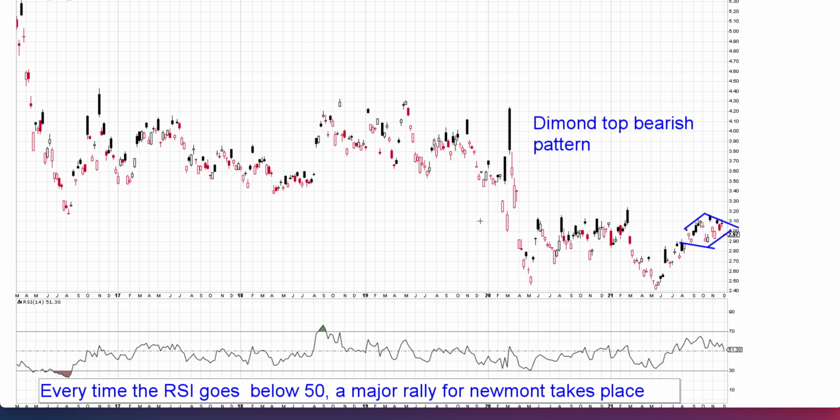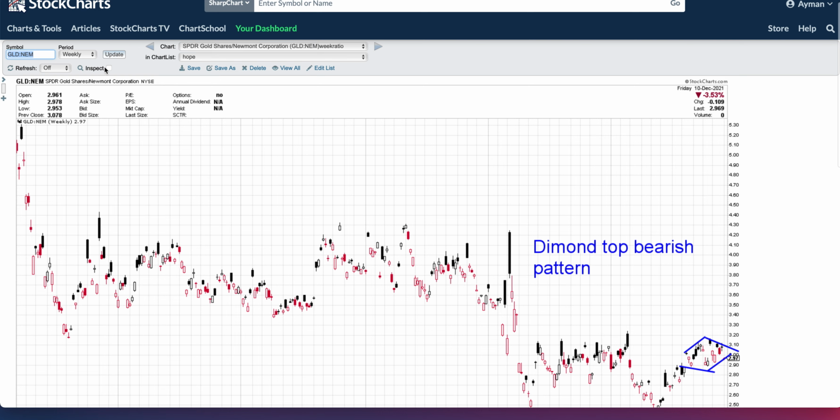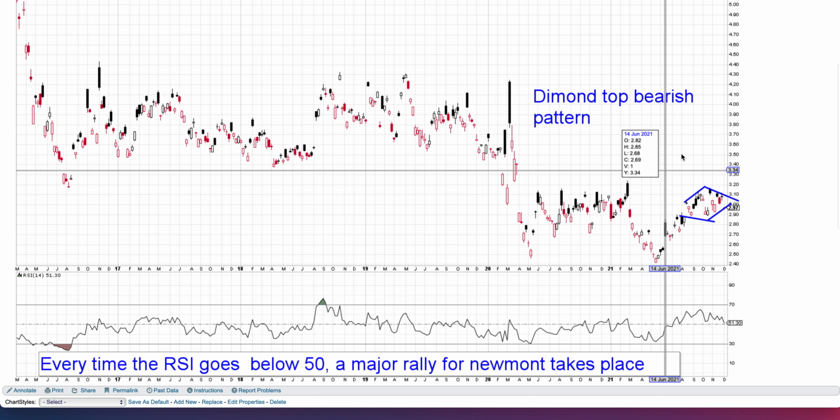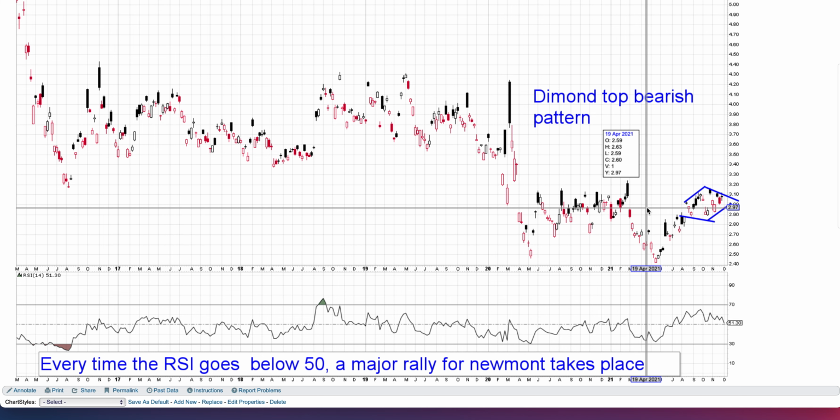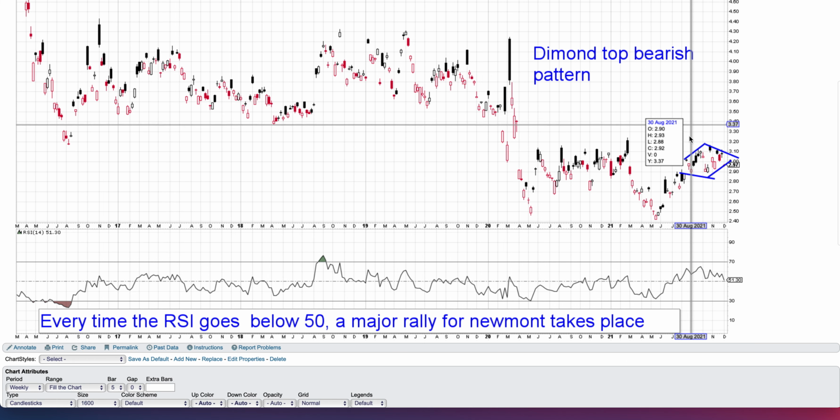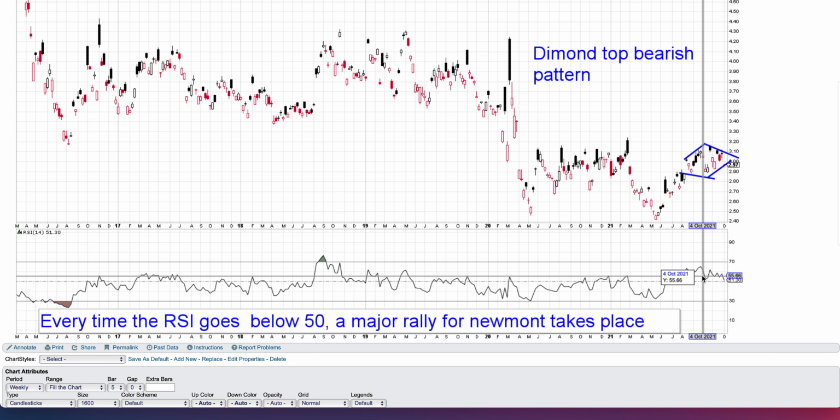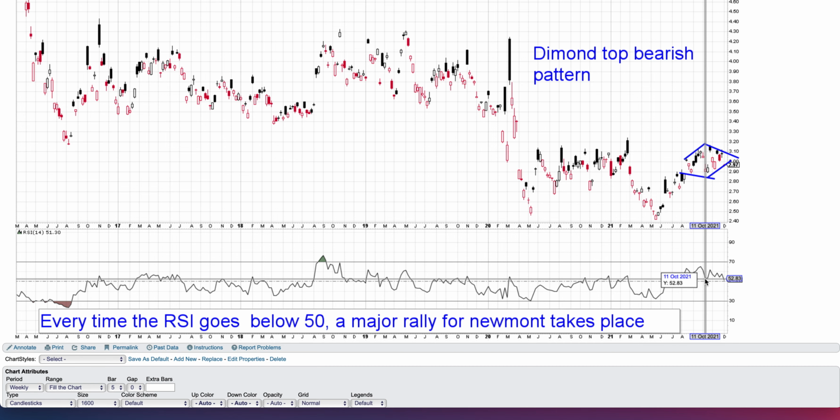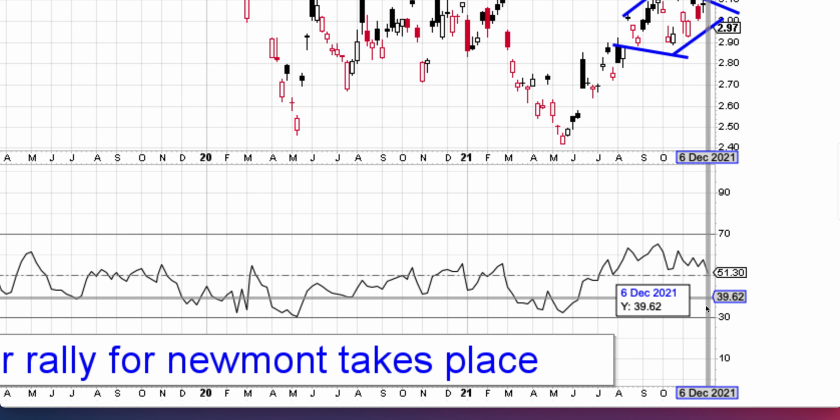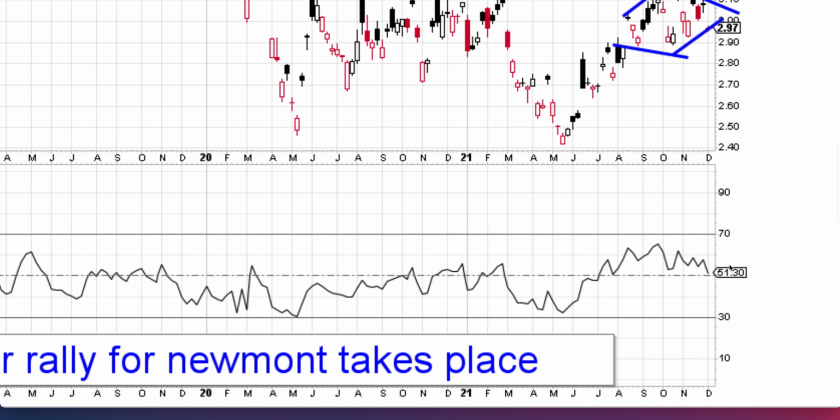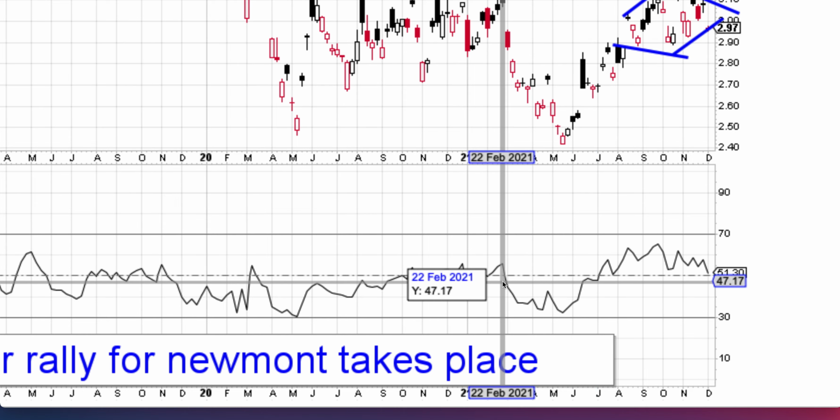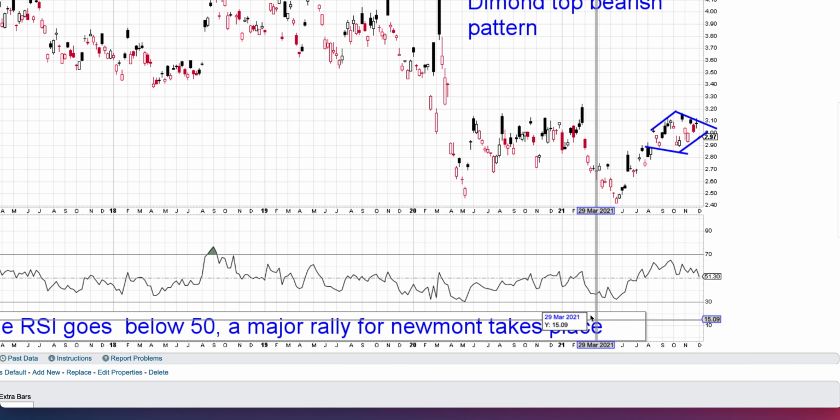Let's look at the weekly time frame. The weekly time frame is forming now a diamond top bearish formation with a severe negative divergence. This is the Newmont and gold ratio in the weekly time frame. And also negative divergence, and the party would start once you get below this 51, like it started here. Okay? Good deal.